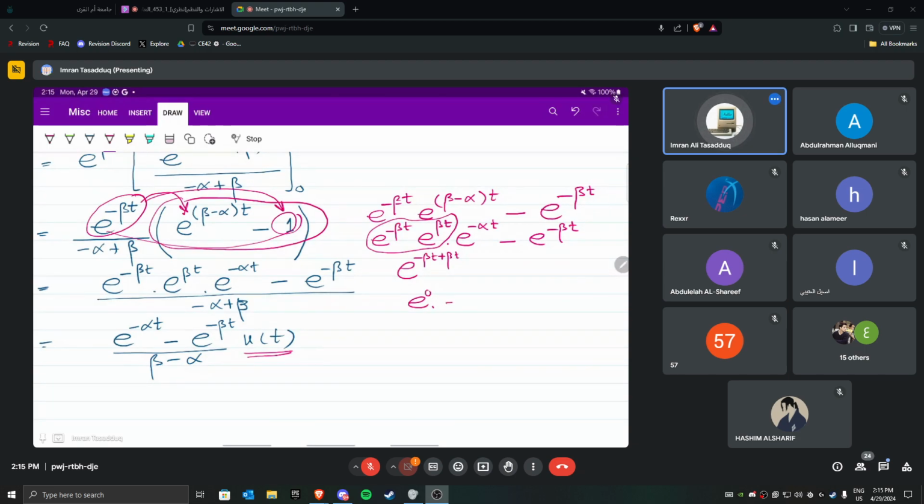So e to the power 0 into e to the power minus alpha t minus e to the power minus beta t, so this becomes 1. You are left with e to the power minus alpha t minus e to the power minus beta t, right? Which is what we got over here. Is it clear? All right. Any other question?